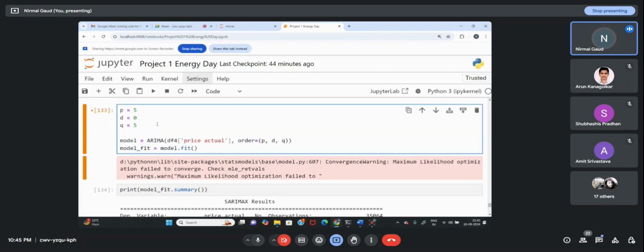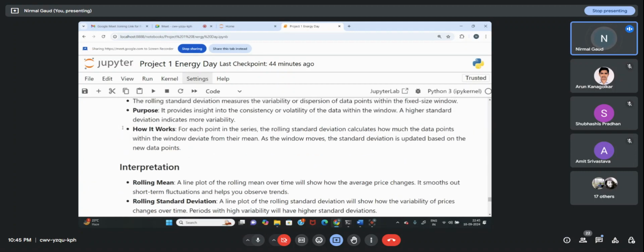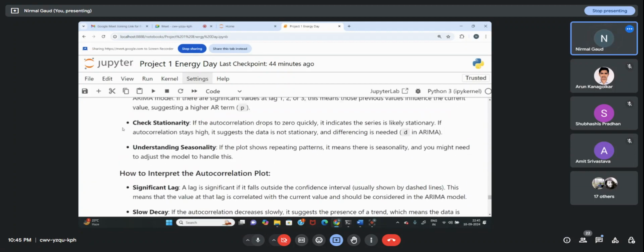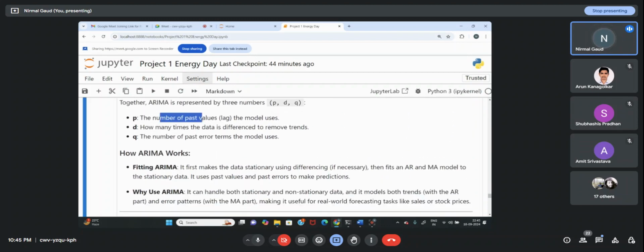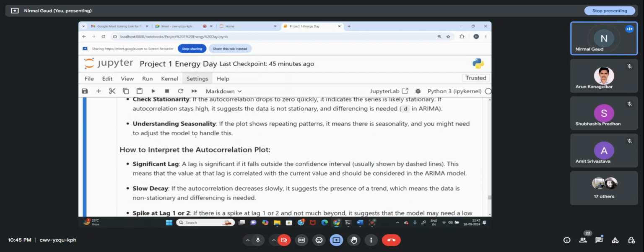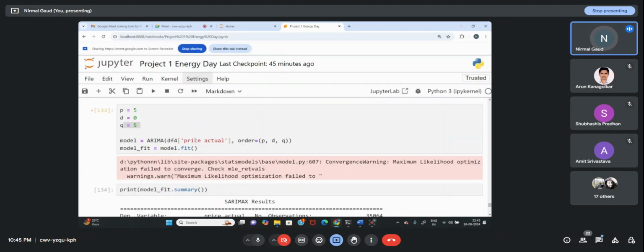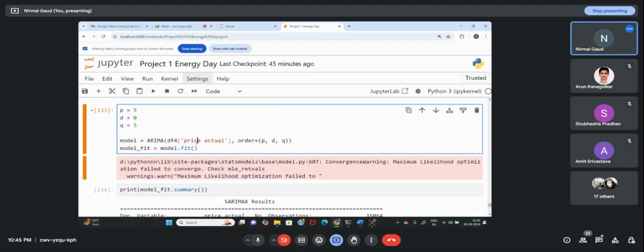That's it. Your model got trained. Here you can take P, D, Q. You very well know about P, D, Q now. I already told you. Past values, and how much differencing, that's what you have learned here. So here is the meaning of it: the number of past values, how many times the data is differenced to remove the trends, and the number of past errors that occurred. So that's what you have to consider as P, D, Q parameters. Train your model by just taking the actual price. That's it. Your model got trained.